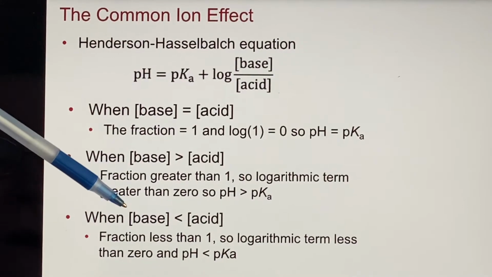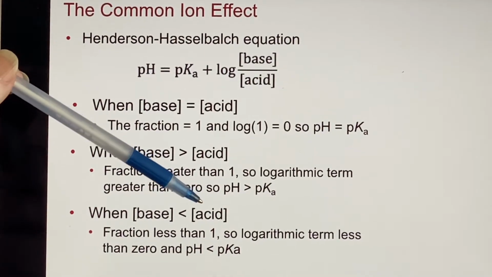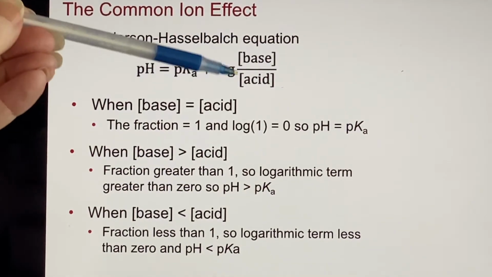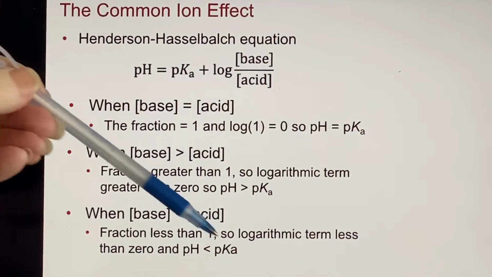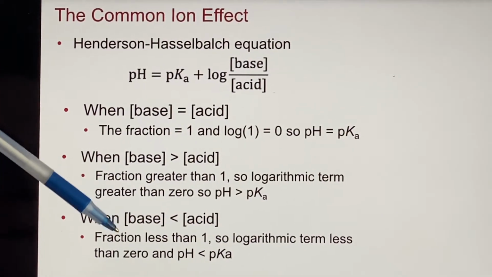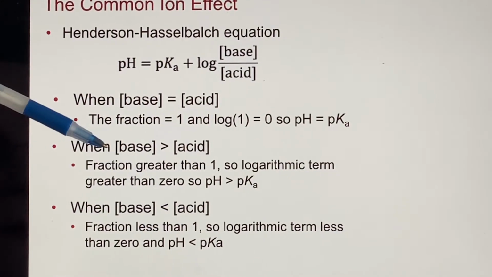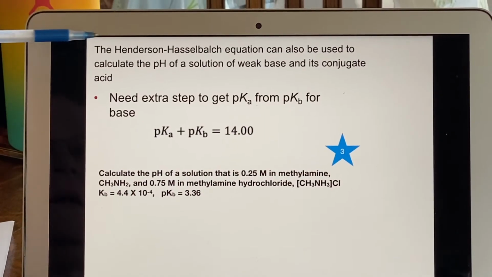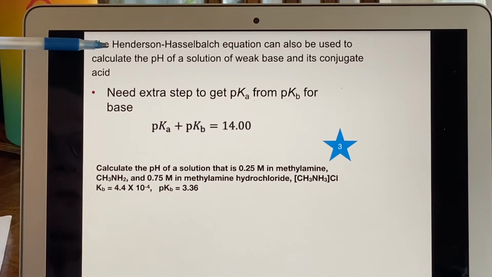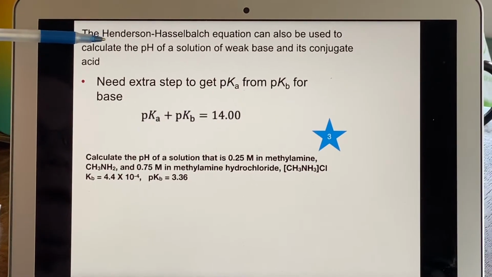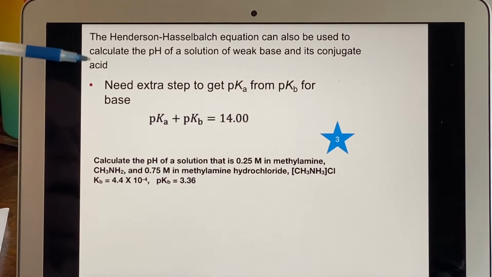If the concentration of the conjugate base is less than the acid, then the fraction here will be less than 1, and the logarithmic term will be less than 0, and the pH will be lower than the pKa. You can also use it if you're trying to do the pH of a weak base with its conjugate acid.